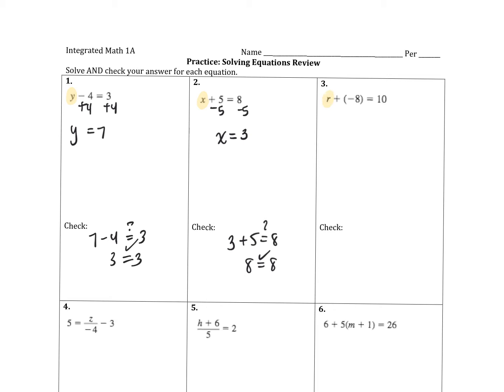Question 3, we want r by itself, so we do the opposite. We have a negative 8 here, so we're going to add 8 to both sides. Remember, these just cancel out, right? Negative 8 plus 8 is 0. That's our point. So we get r equals 18. Let's check. 18 plus a negative 8 equals 10. This is the same as 18 minus 8, which indeed is 10. So we got these right.